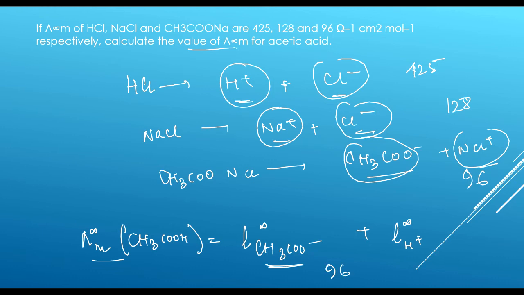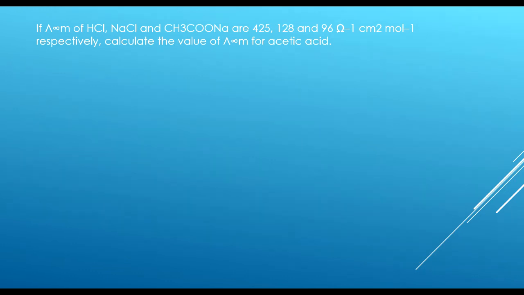Then we need H plus, not sodium plus, so we add the value 425 also. With acetate and H plus, the extra is chloride ion and sodium ion, and that extra can be cancelled out by subtracting 128. The unit will be ohm inverse centimeter square mole inverse. Doing this sum, whatever value we get will be the answer. So going for the next question quickly.